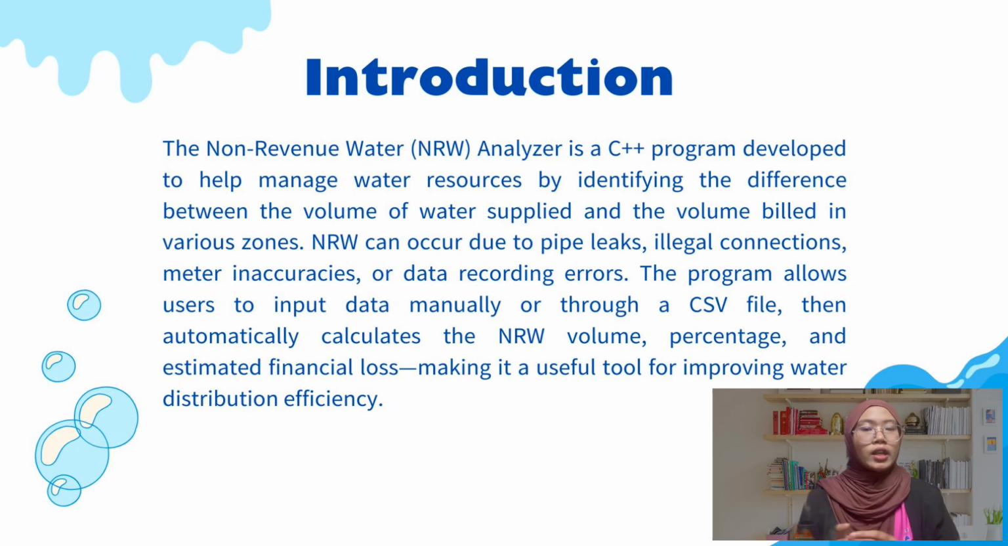from different zones. It reads input from file or manual entries, calculates non-revenue water volume, non-revenue water percentage, and estimates financial losses in Ringgit Malaysia. This system provides a simple but practical tool to help identify problem areas and make data-driven decisions, supporting our commitment to SDG 6, which is clean water and sanitation.